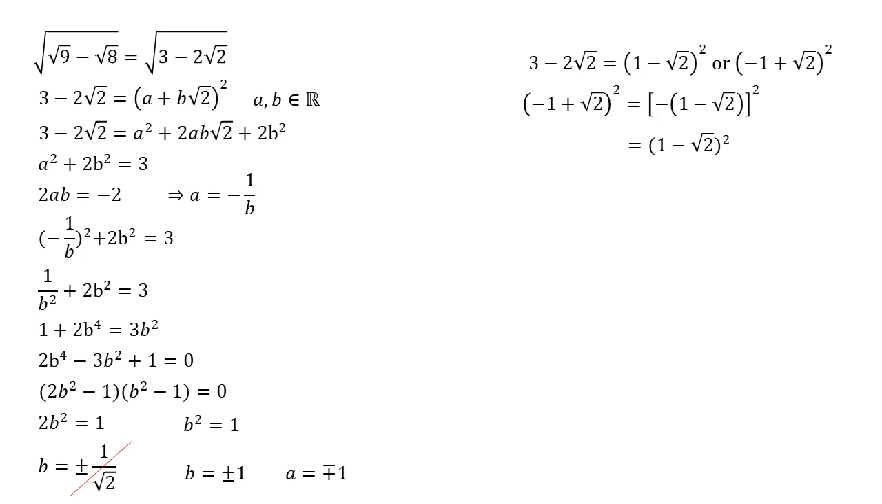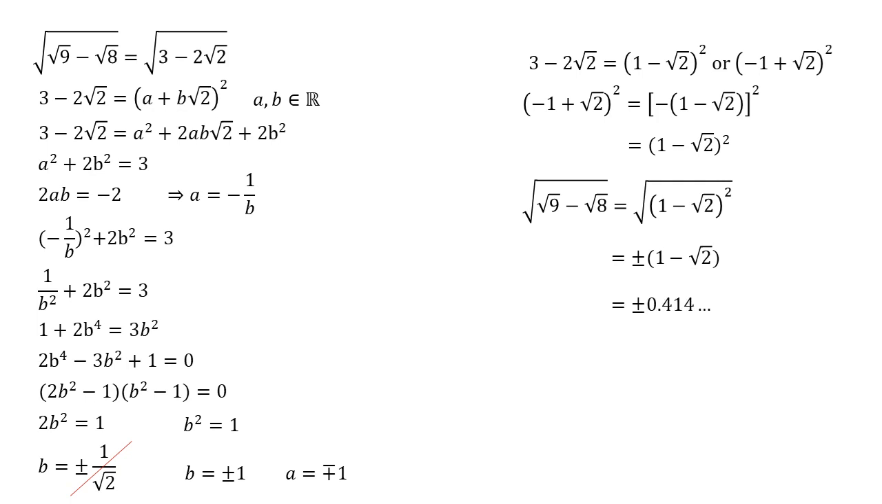And we know that our original expression, square root of root 9 minus root 8, must now be equal to the square root of this bracket squared. So our square root and our square are going to cancel out. We're going to end up with plus or minus 1 minus root 2. There's our simplified answer. And if you wanted this as a rounded decimal, as an approximate answer, this would be the same as plus or minus 0.414.